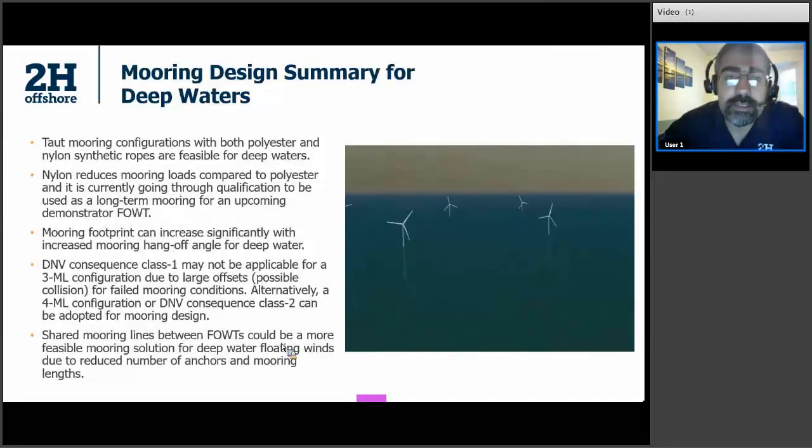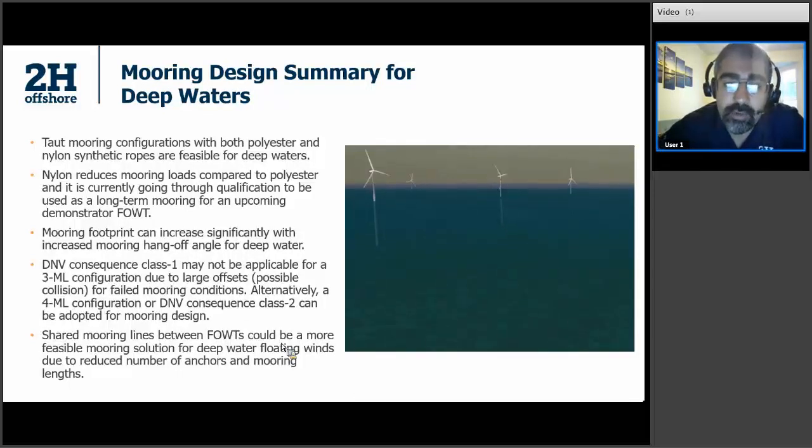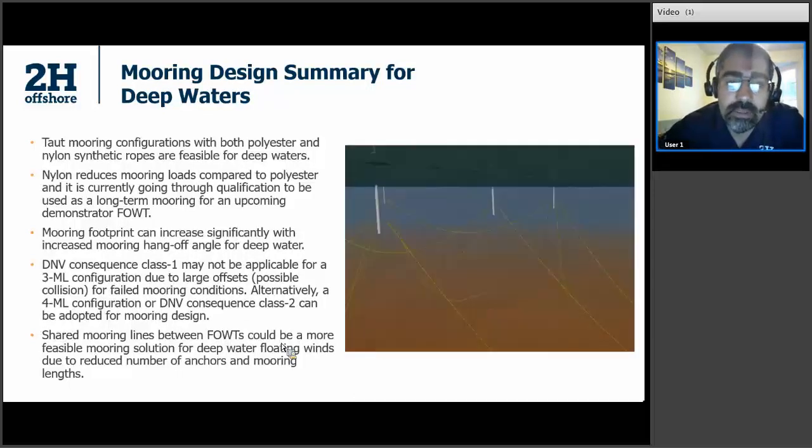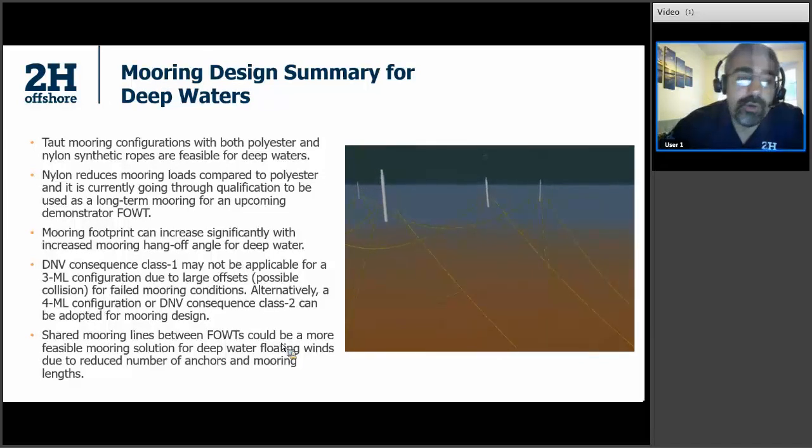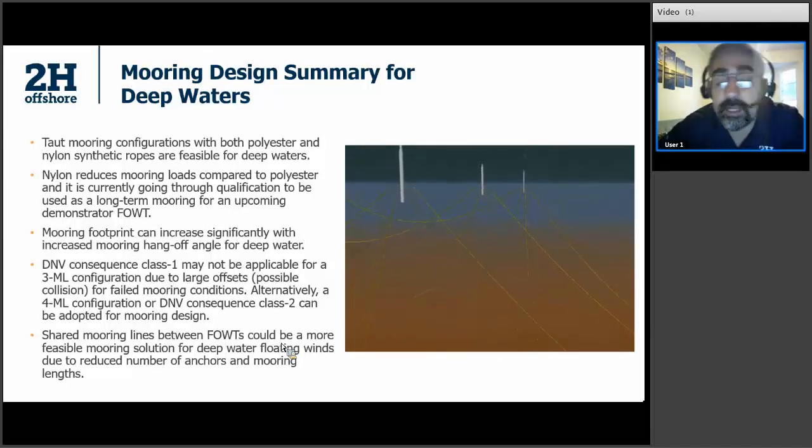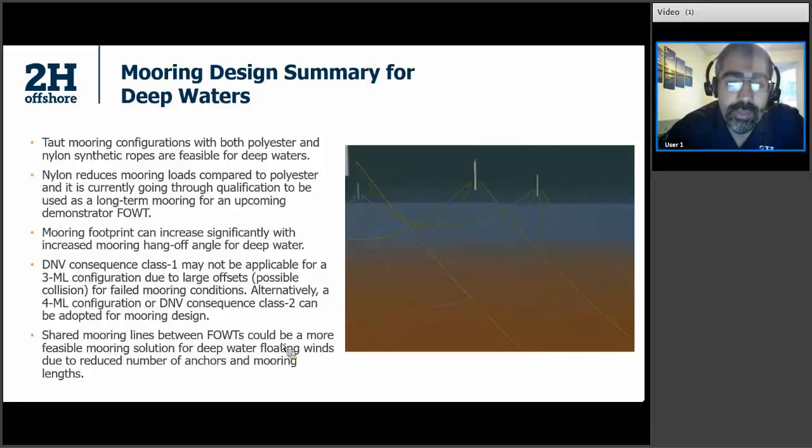So the summary for mooring design for deep waters: taut configurations with polyester and nylon, they both are feasible. That can both work. Use of nylon can reduce the mooring loads and therefore the anchor loads, and get smaller anchor design also. So that is the benefit of using nylon over polyester.